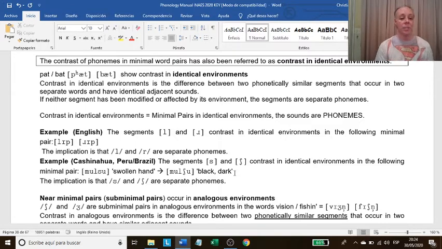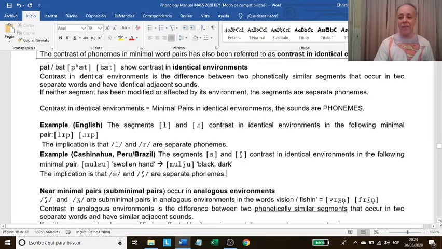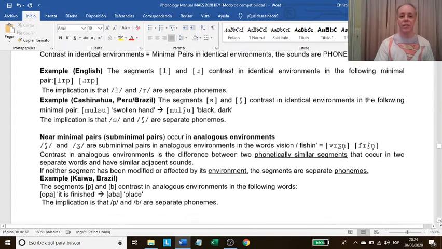Okay? The implication is that S and Sh are separate phonemes. We have found a minimal pair. Whenever we find a minimal pair, the sounds that make the difference are phonemes. Always phonemes. That's a rule. We need to learn this. Okay? Now we're going to another concept. A different concept.